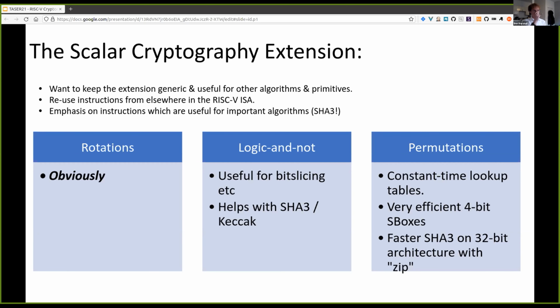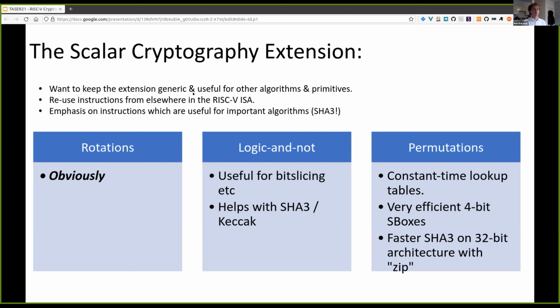And then you've got other logic and not instructions that are good for bit slicing and SHA-3, and then some weird permutation instructions, which help various parts of SHA-3 or small S boxes. They're extremely quick and help with things like side channel, power side channel security, we hope, and I'll circle back to that a little bit later.